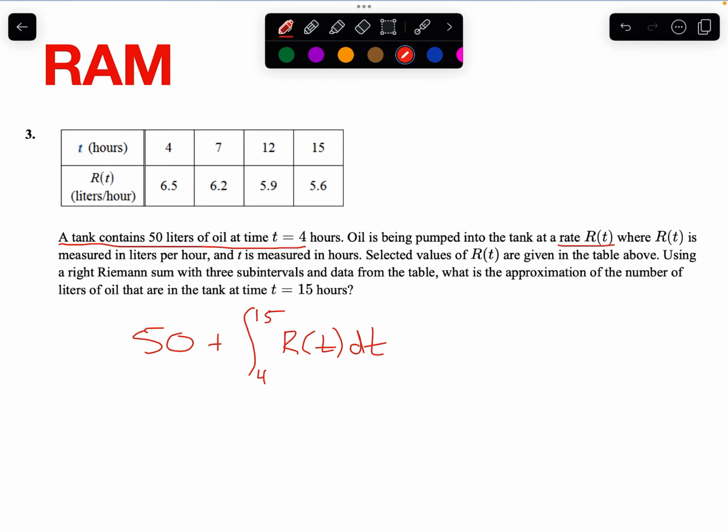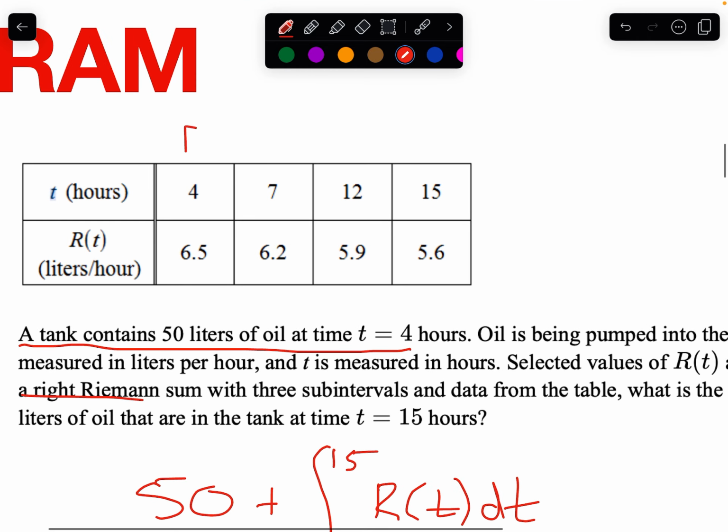If we had the actual function rule for R of t, we would find an antiderivative for it perhaps, or if this were a calculator question, use our calculator to do it. We don't know the actual rule for R of t and we don't have its graph. All we have are selected values from the table. So like the problem says, using a right Riemann sum with 3 subintervals, we're going to approximate that area. Our 3 subintervals here will span from 4 to 7, from 7 to 12, and from 12 to 15.